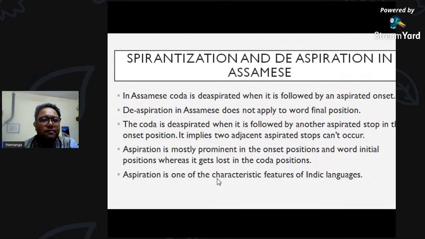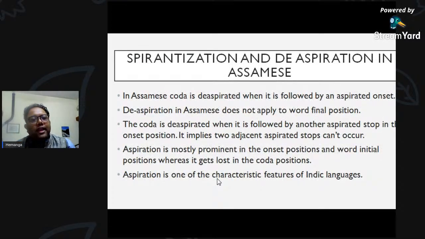What happens in the Assamese coda, de-aspiration and spirantization? In Assamese, the coda is de-aspirated when it's followed by an aspirated onset. So when two sounds are in adjacent position and both are aspirated, mostly the aspiration associated with the coda gets de-aspirated, but the aspiration associated with the onset does not undergo this process. De-aspiration in Assamese doesn't apply to word final position.